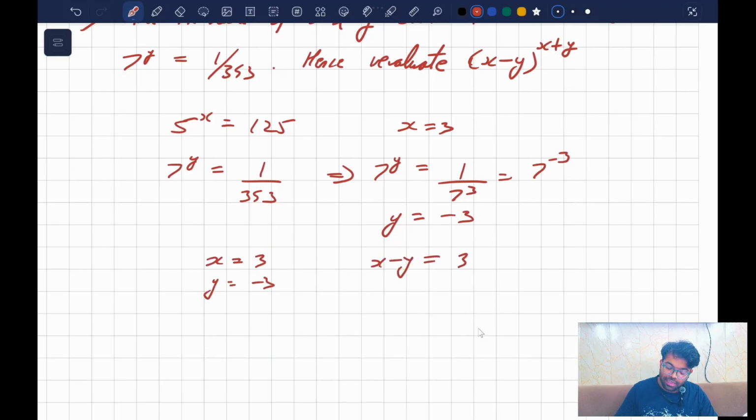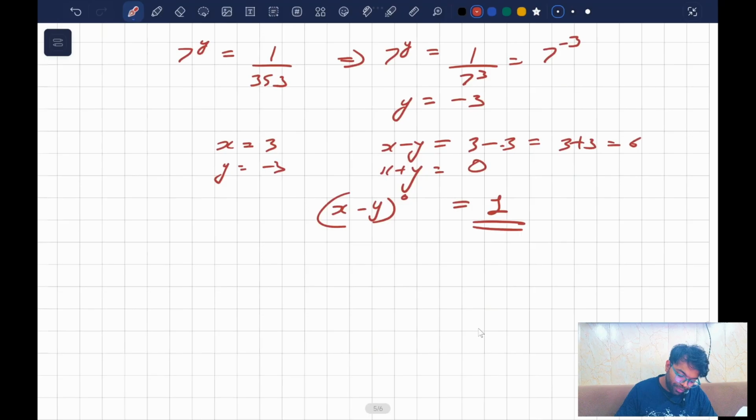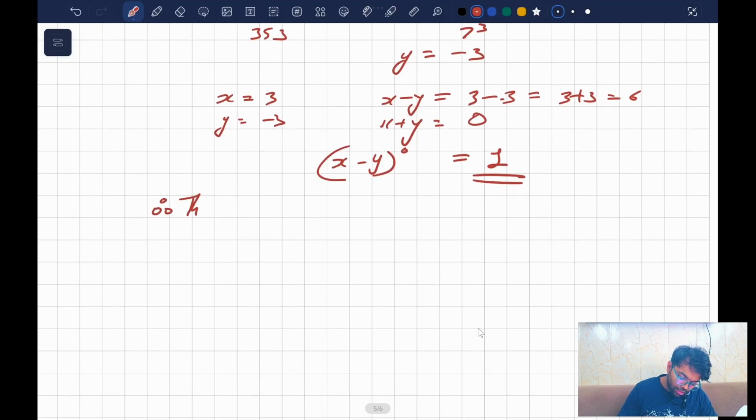So x minus y is equal to how much? 3 minus minus 3 is equal to 3 plus 3, which is equal to 6. What will the value of x plus y be? 0. So obviously 6 to the power of 0 is equal to 1. Therefore the answer is 1. Understood? Any doubts?